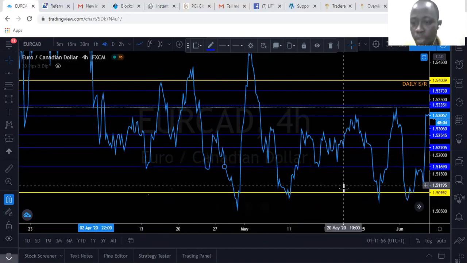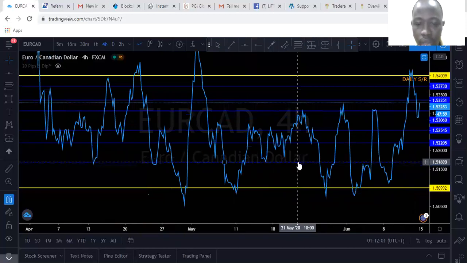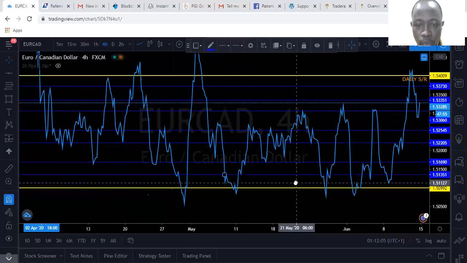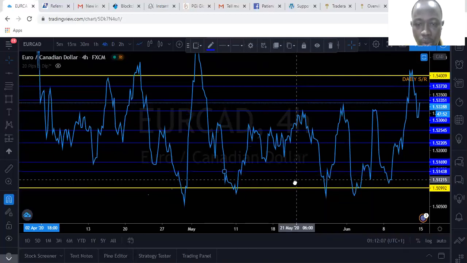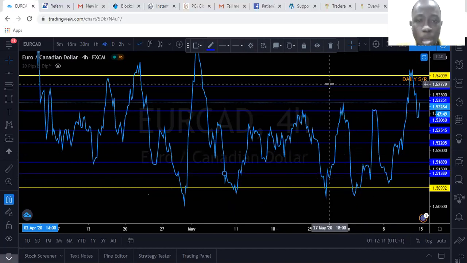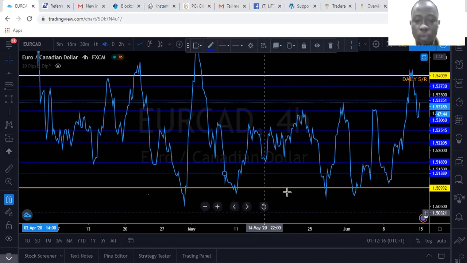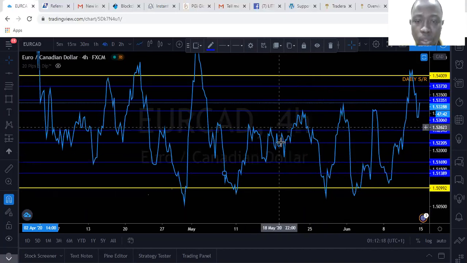All right, let's keep it stupid simple, because that's what we are here to do. We are here to learn how to actually KISS the market and keep it stupid simple. Very, very simple. Awesome. Boom. So I've identified my daily support and resistance, which is the yellow line. I've also identified what? My 4-hour support and resistance.